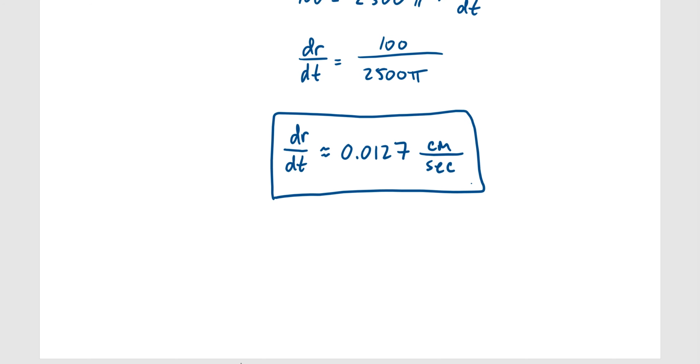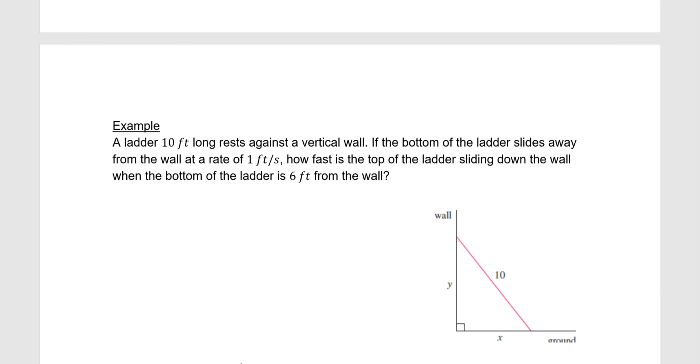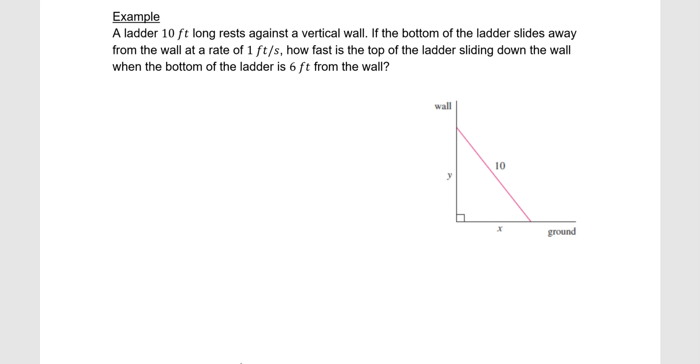Okay, let's do the next one. A ladder 10 feet long rests against a vertical wall. If the bottom of the ladder slides away from the wall at a rate of 1 foot per second, how fast is the top of the ladder sliding down the wall when the bottom of the ladder is 6 feet from the wall? Okay, so let's go ahead and first take a look at the equation that we're going to be using.